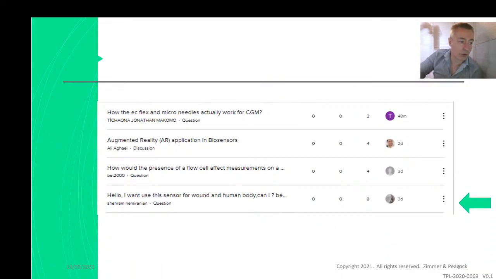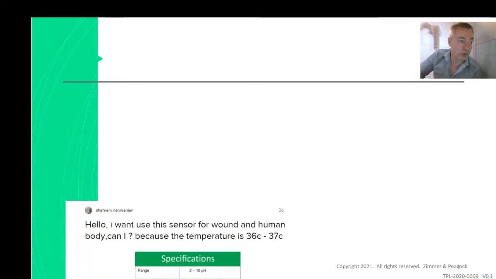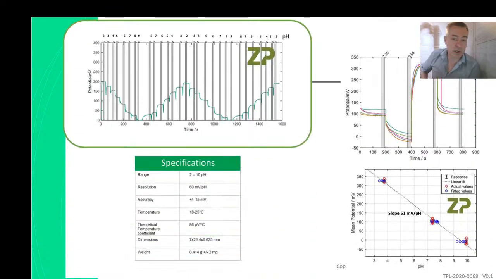We do get a lot of these kinds of questions: somebody wants to measure pH, the effect of flow on biosensors, some comments from Ali, and also some CGM questions. Yeah, this is what I was looking for. I just want to answer the specific question. The person wants to understand whether these pH sensors can work in a range of 2 to 10. Ali and Aftab know this.